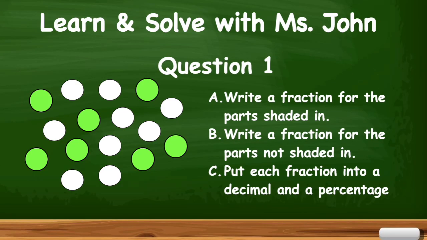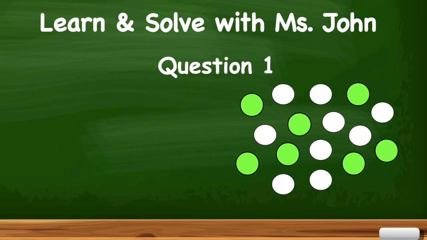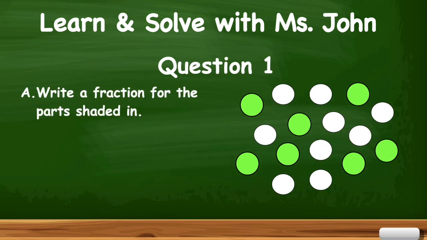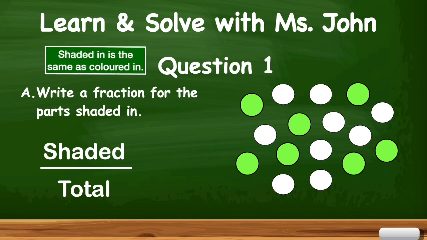Question number 1. We're going to use this image to answer this 3-part question. Let's begin. So we're going to write a fraction for the parts shaded in. So this is a fraction that's going to help guide us. We're going to have the total on the bottom and then shaded in on the top. So remember, shaded in is the same as colored in.